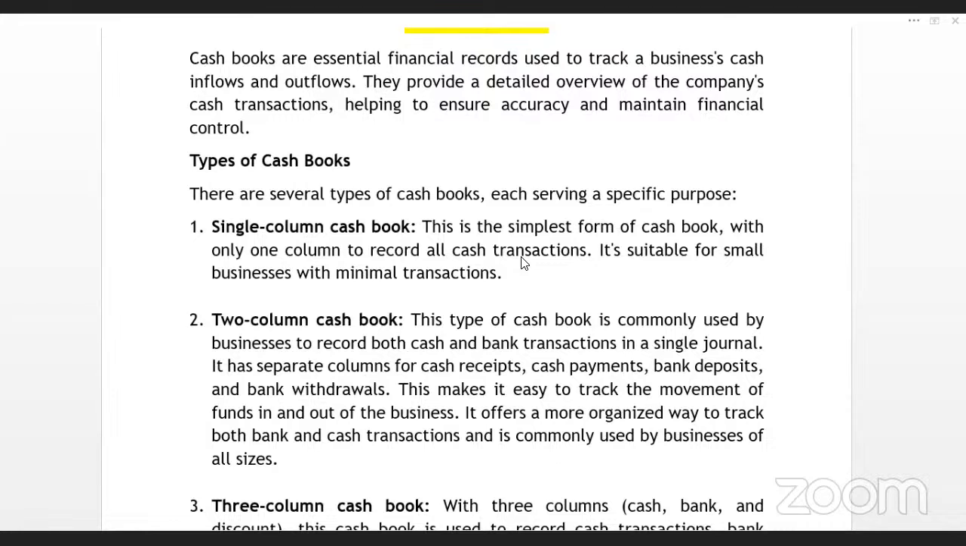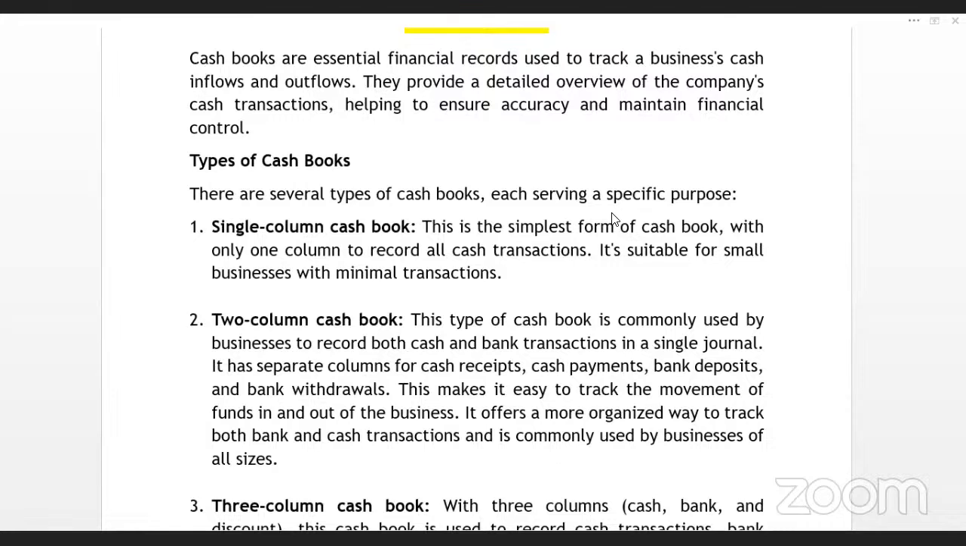Then we have what we call a two-column cash book. What is a two-column cash book? Those on YouTube, you can use the chat box to send your messages. I'll read them. Yes, what is a two-column cash book? Can someone explain what a two-column cash book is?